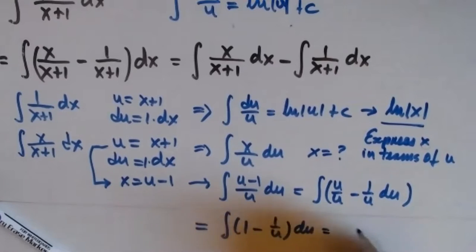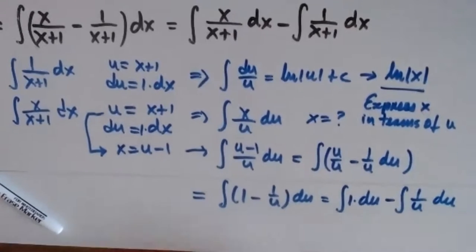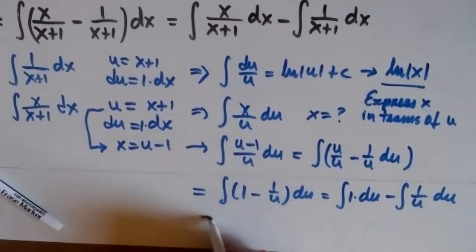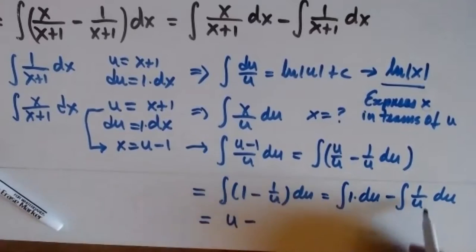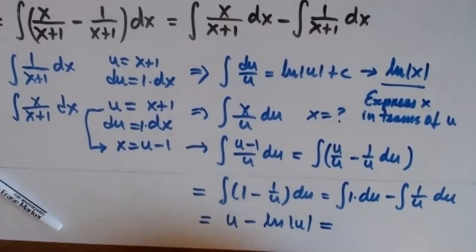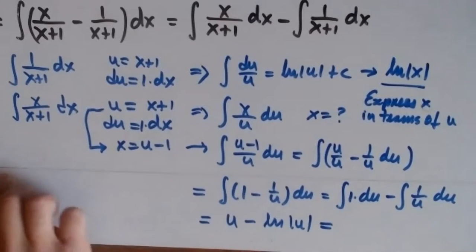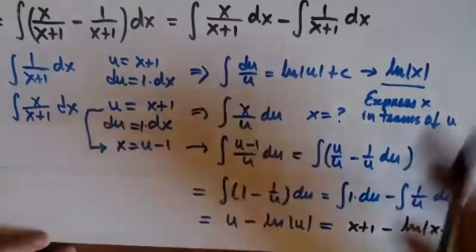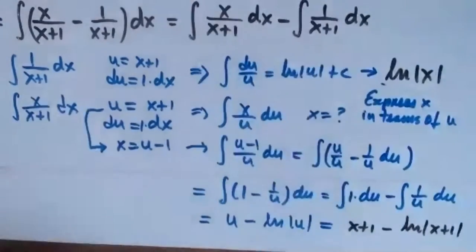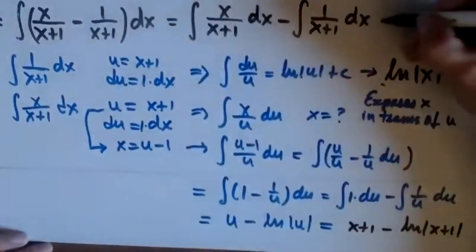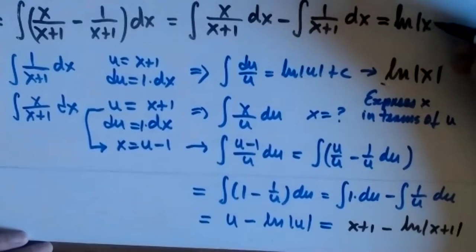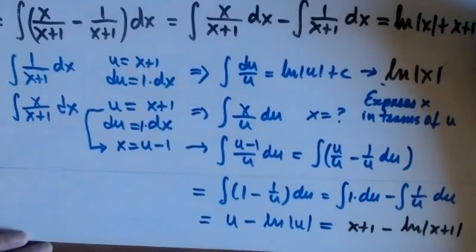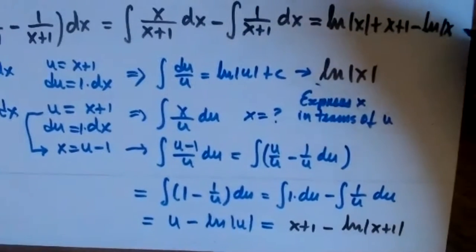So you have to split these two integrals. So you have the integral of 1 du minus the integral of 1 over u du. Okay, here goes. This integral is u. This integral is ln u. If you express this in x, well, this is x plus 1, because this is what I used here, minus ln of x plus 1. Now, let me just put this in black. This is ln x plus 1. The solution of this is going to be simply ln of absolute value of x plus 1 plus x plus 1 minus ln of absolute value of x plus 1.